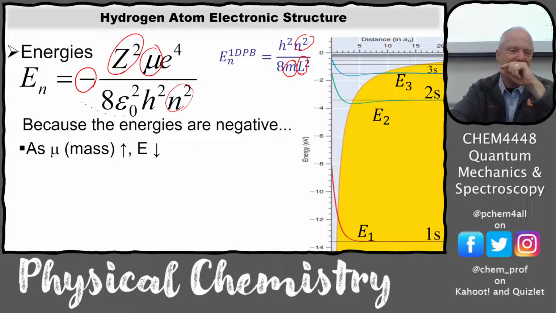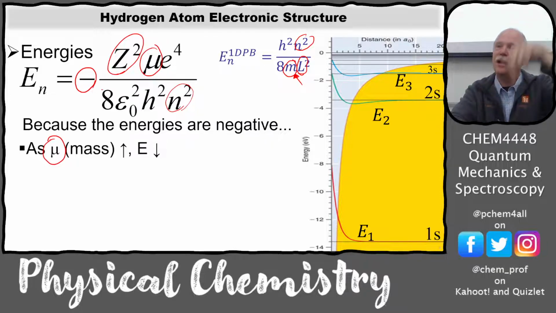So if we look at this and we say as mass goes up, the energy should go down, right? Mass is in the denominator for our particle in a box. As mass goes up, energy goes down. But same here, as mass goes up, the energy becomes more negative, and so it's going down.